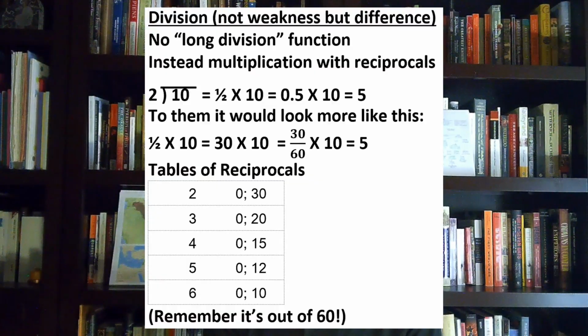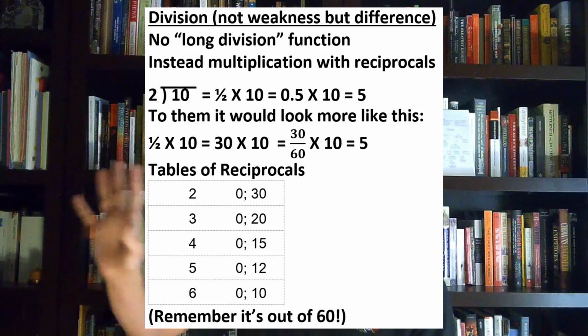Instead, if they're dealing with division, they'd really use multiplication with a reciprocal. I don't want to get too complicated here, but let's say you've got 2 divided into 10. What they would actually do is take that 2 and flip it around for the reciprocal. So the reciprocal of 2 is 1/2, right? It's 1 over 2. So 1/2 times 10 equals 5.